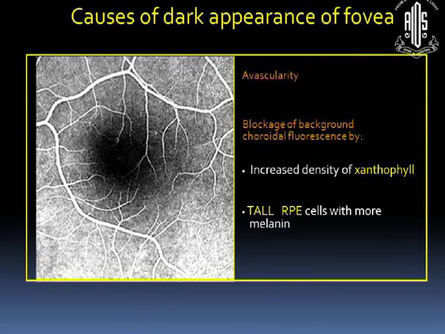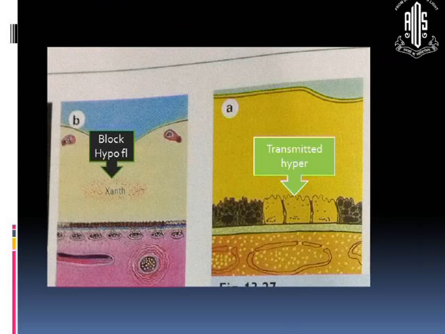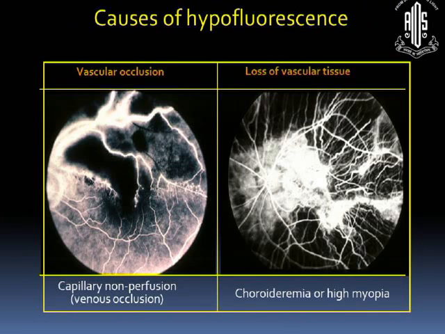Normally seen, the cause of the dark appearance of the fovea is the avascularity, and blockade of the background choroidal fluorescence by increased density of the xanthophyll, or the tall RPE cells with more melanin. Xanthophyll is going to block it, and a defect is going to make it more apparent. Coming to hypofluorescence: vascular occlusion, capillary non-perfusion like venous occlusion, loss of the vascular tissue, choroideremia and high myopia.